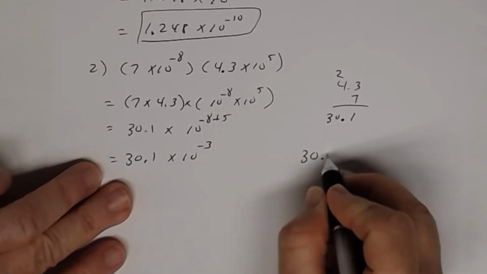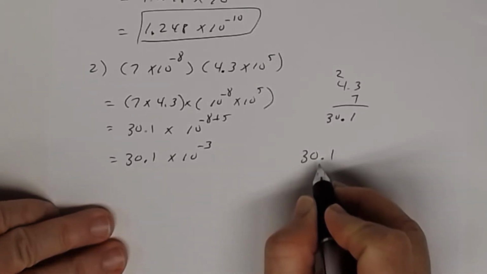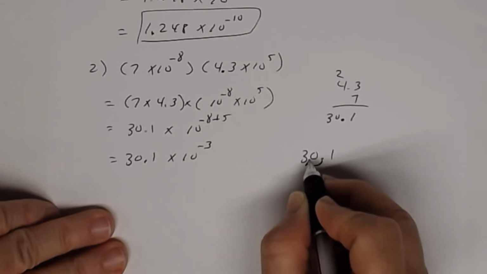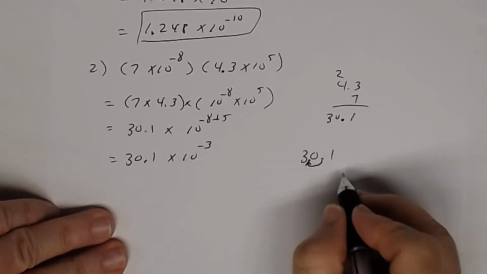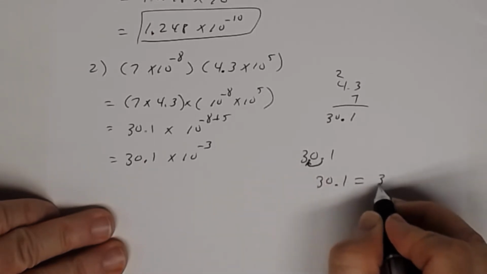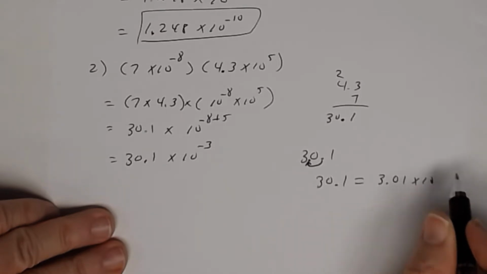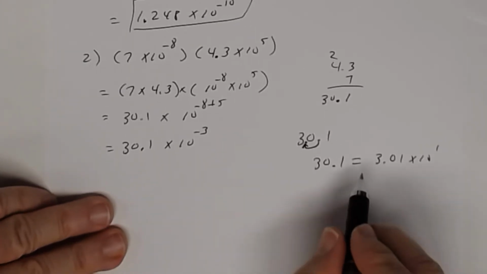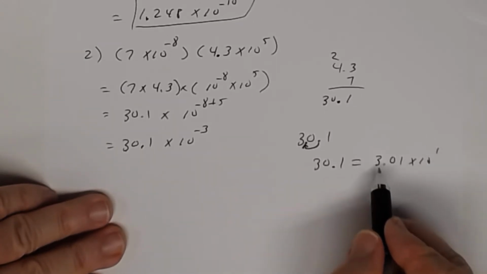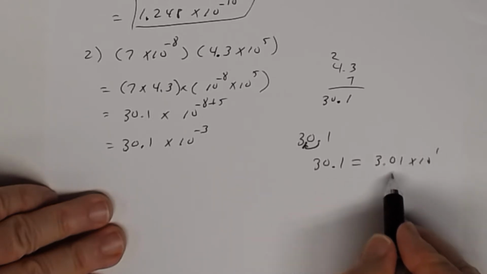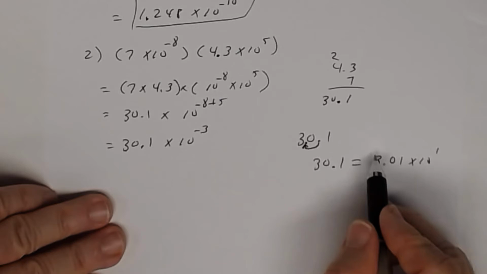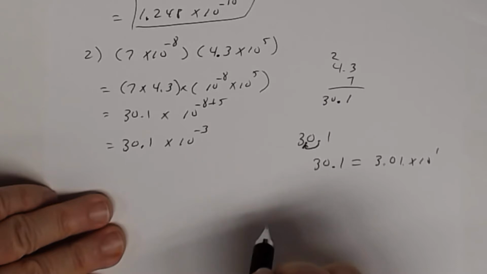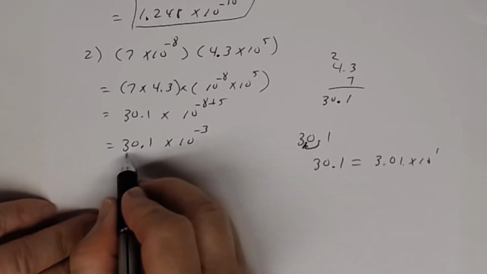So let's play around with 30.1. I have to rewrite 30.1 in scientific notation. I'm going to move that decimal point to the left until there's only one digit in front of it. So 30.1 is equal to 3.01 times 10, and I moved it one place. Is it a positive 1 or a negative 1? If I keep it as a positive 1, this means that the number in scientific notation has to be bigger than 3.01, and it is.